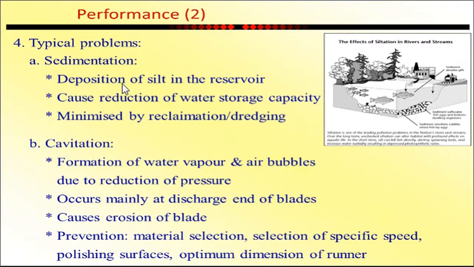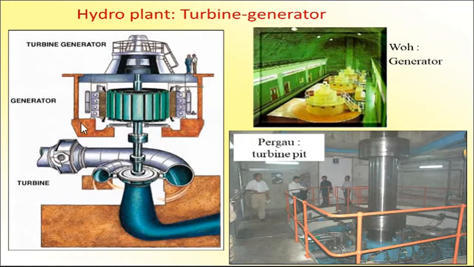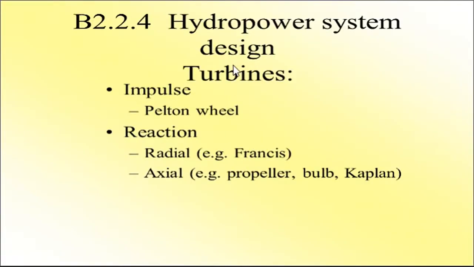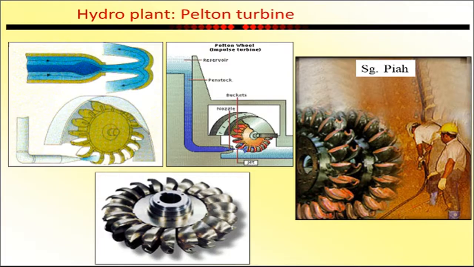Now, these are the typical problems, and cavitation. This we will discuss later on. Now, what are the various turbines? In a hydropower plant, that is turbine and generator. We'll see it step by step. It has impulse turbine and reaction turbine. In impulse turbine, we have to discuss the Pelton wheel, and in reaction turbine, we have to discuss Francis, which is radial type, and axial, that is propeller or Kaplan turbine. The bulb type is not included in your syllabus.